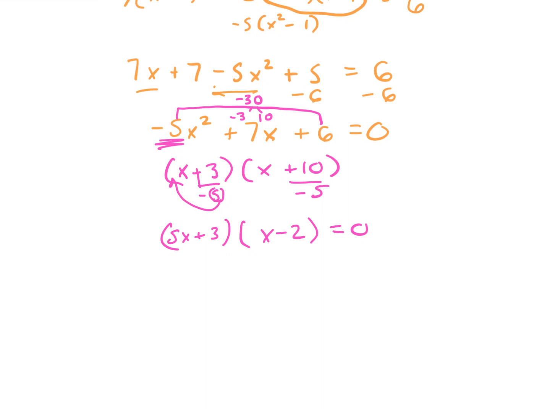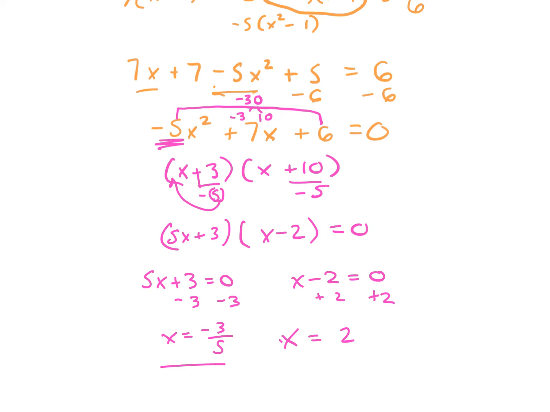Set these both equal to 0. 5x plus 3 is equal to 0. X minus 2 is equal to 0. Subtract 3. Divide by 5, so x is equal to negative 3 over 5. And x is equal to positive 2. So these are two answers.